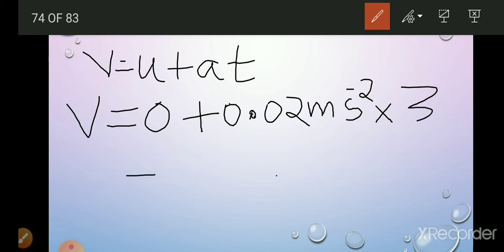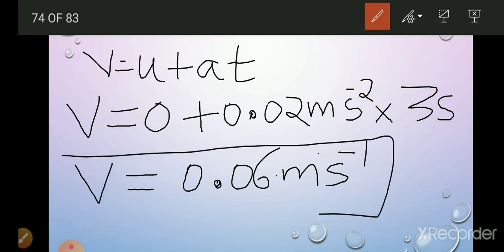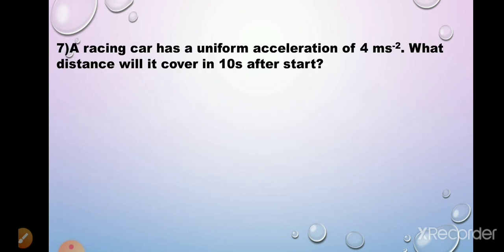So what is the value you are going to get? 0.02 into 3 is 0.06 meter. Second into s raised to minus 2 gives s raised to minus 1, so meter per second. So velocity, we have got the answer. The velocity of the trolley finally will be 0.06 meter per second. Next problem, let us move on.